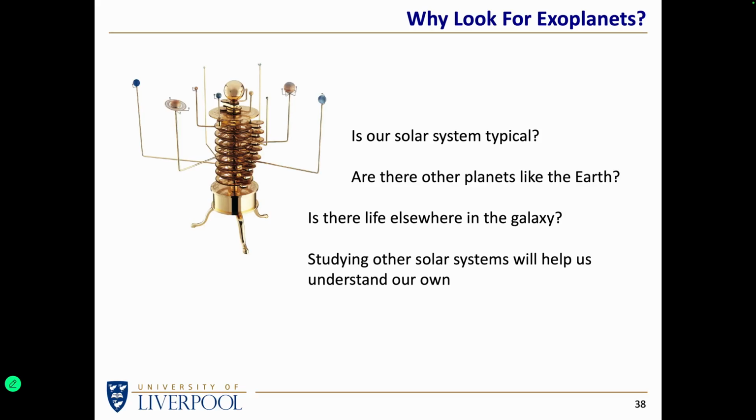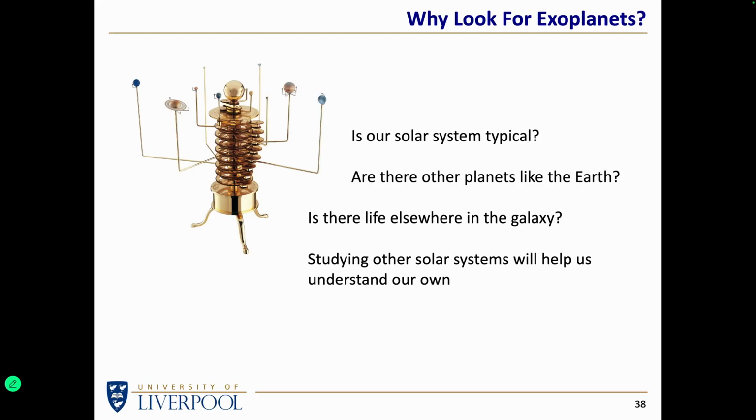So we can ask, we live in a solar system which we've known about for hundreds of years, but is our solar system typical? What is going on around other stars in our galaxy? We can't really talk about what's going on beyond our galaxy at the moment, but we can ask whether our solar system is typical. Are there other planets like the Earth? This is a question we've been asking for an awful long time.